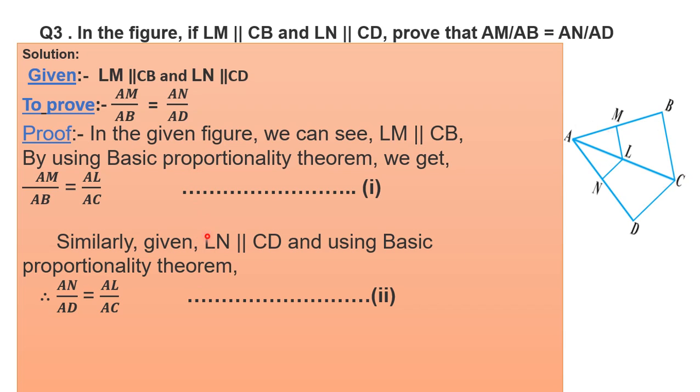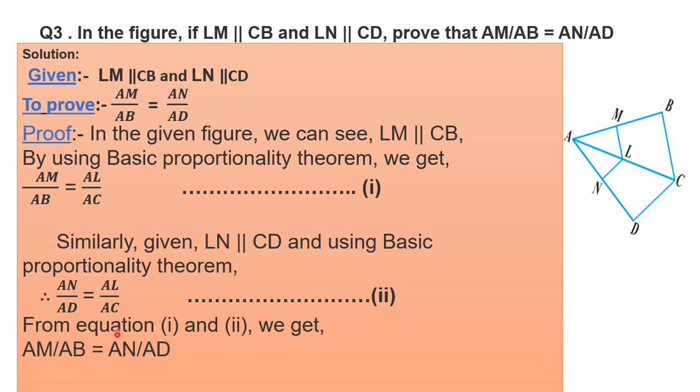So in these two equations, number 1 and 2, we are getting AL upon AC is the same on the right hand side of both equations. So things which are equal to the same thing are equal to one another, or we can say AM upon AB is equal to AL upon AC and AL upon AC again equal to AN upon AD. This means AM upon AB is equal to AN upon AD.